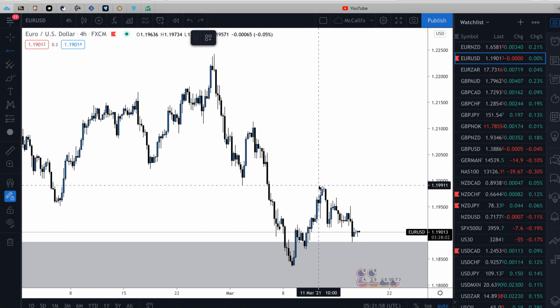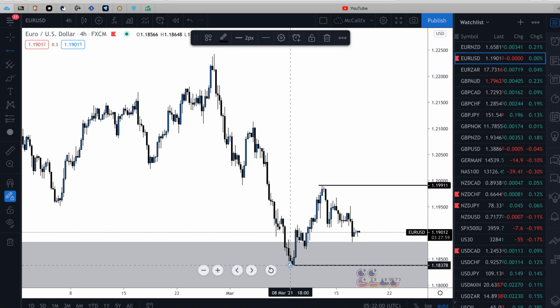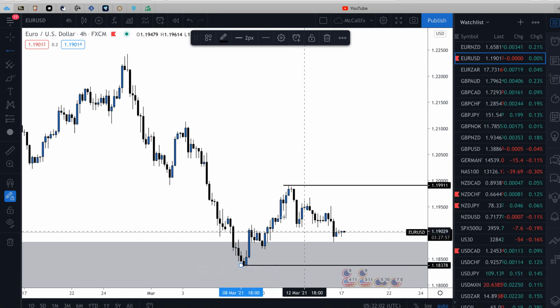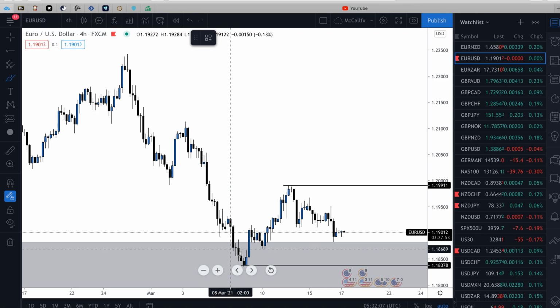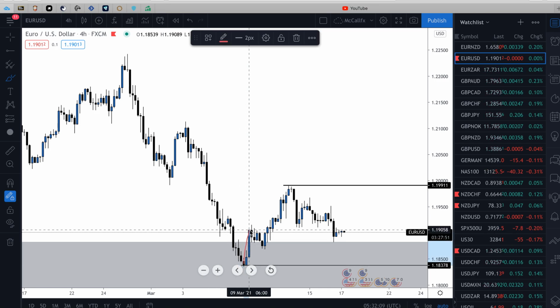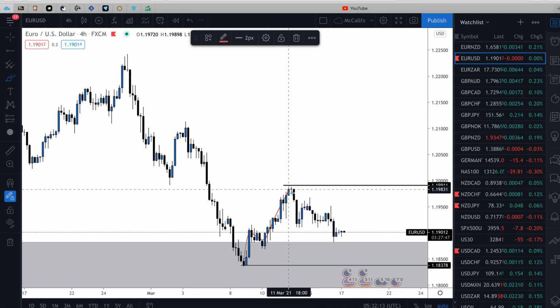Since this is my last high, I'm going to put a line at this side since this is my last low. Within this structure, I see market making an impulse move to the upside, a correction, and an impulse move to the upside, right? And market is coming down.